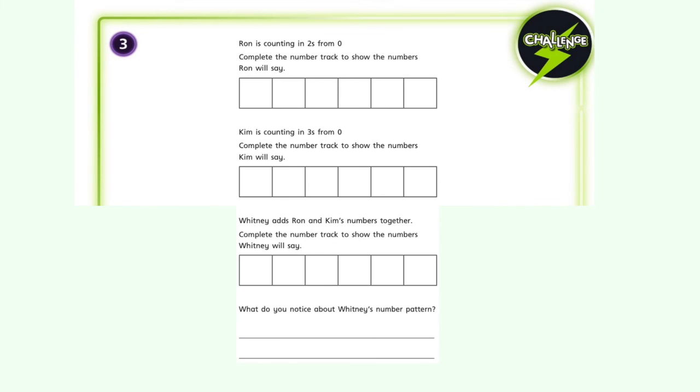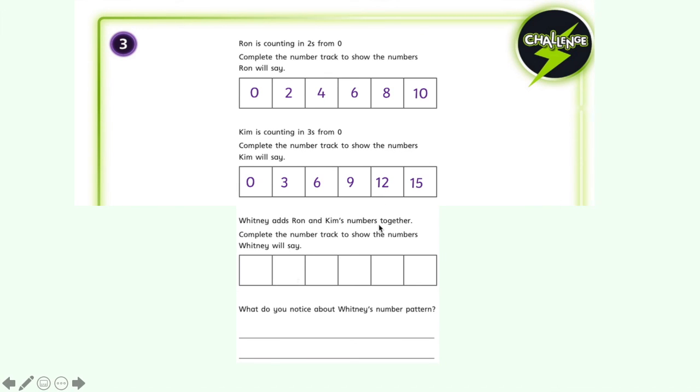Right, let's talk about these then. We'll do Ron's first. This is nice and straightforward. We're starting on 0, 2, 4, 6, 8, 10. Right, let's do Kim's next. Again, starting on 0, and then this time we're going up in threes. Now, we hadn't practiced this, but hopefully you could have worked this one out. 3, 6, 9, 12, 15.